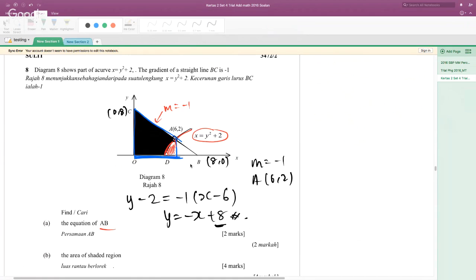Of course, I need to find the coordinate of D here. In order to find the coordinate of D, I have this curve. D is the x-intercept, meaning y equals 0. So D equals 2, so D is 2, 0. If D is equal to 2, I can get the area of the trapezium easily.